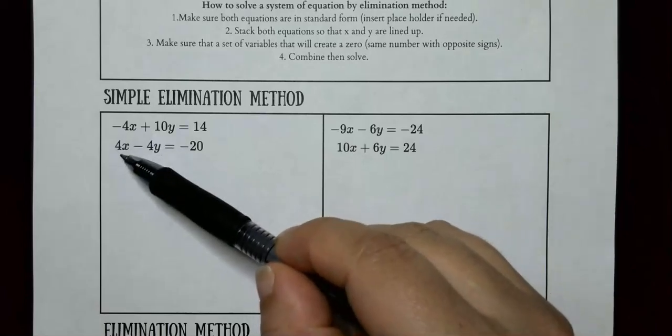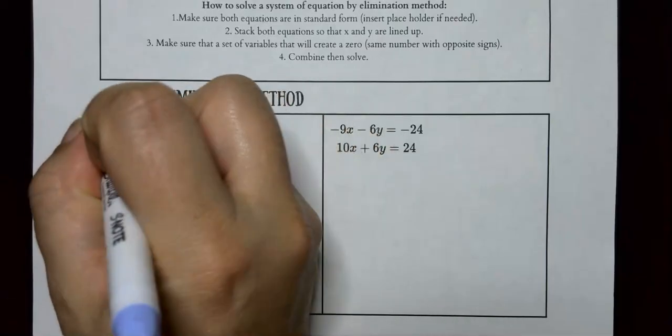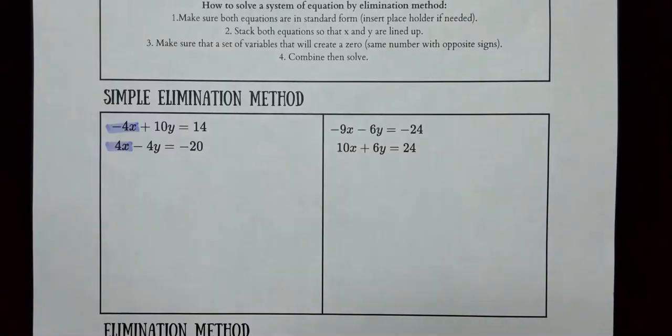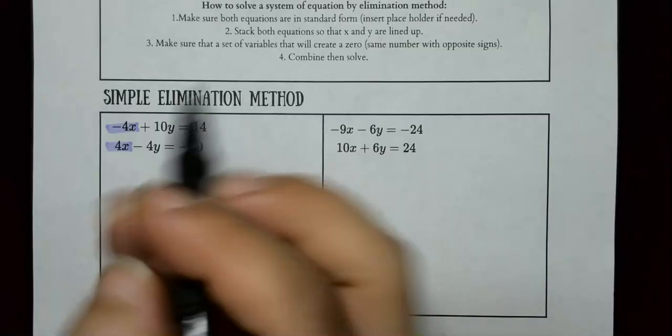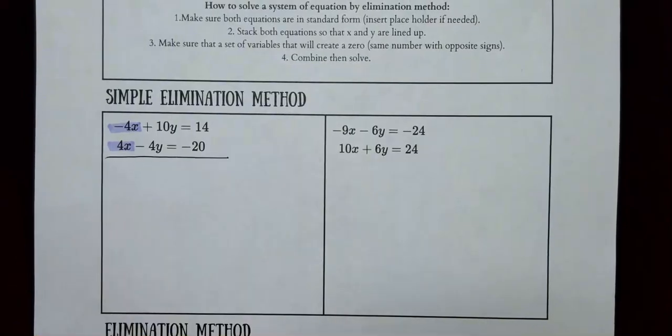When we're doing the elimination method, we're looking vertically. We're looking at our x's in both equations together. We're looking at our y's also together. And we're going to try to determine which one of these can create a 0. If we can't create a 0 at the beginning, we might have to manipulate the equations to create the 0.